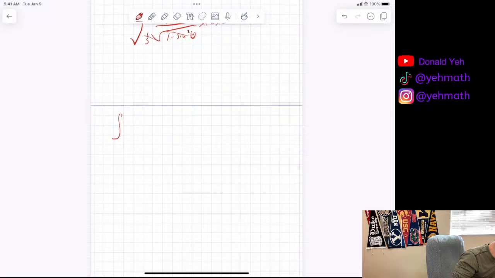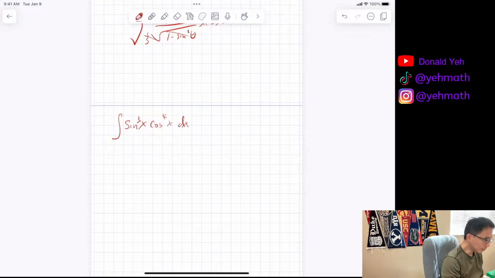So let's start with sine cubed of x, cosine to the fourth of x dx. This is some question that we kind of did before, and it's to anticipate what u is and what du is, right? You guys can all figure it out as well, right? We did already? I showed you how to do it? I'm just going to review again.